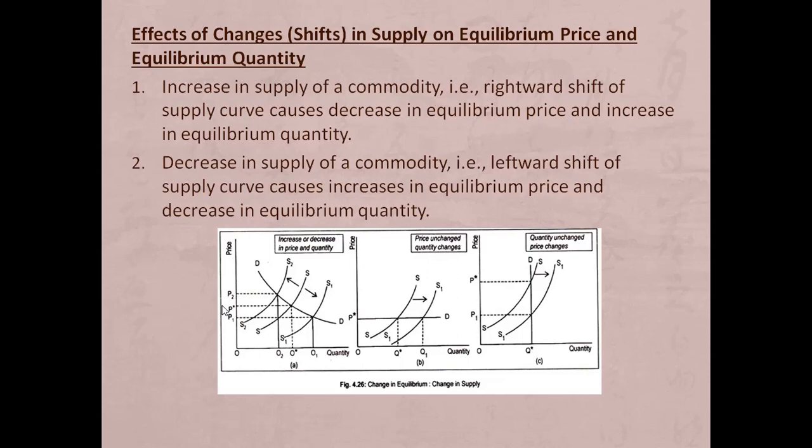So always remember that if the supply of any commodity is increased, the price will decrease, and if the supply of any commodity is decreased, then the price will increase. This is how supply and demand control, or have an impact on, the equilibrium price as well as the equilibrium quantity.